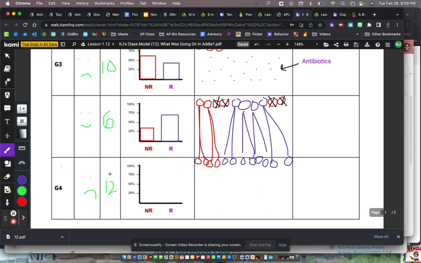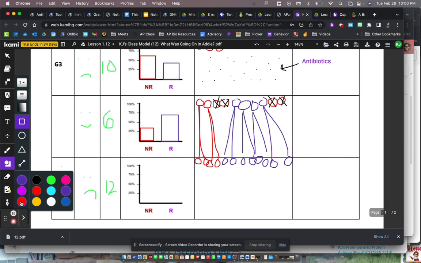However, we haven't used any antibiotics yet. So right now, the population is staying exactly the way it did, the same percentages. So 33% for not resistant, and 66% for resistant. And I'm trying to make these graphs look exactly the same. They might not look absolutely the same, but they're supposed to look the same.